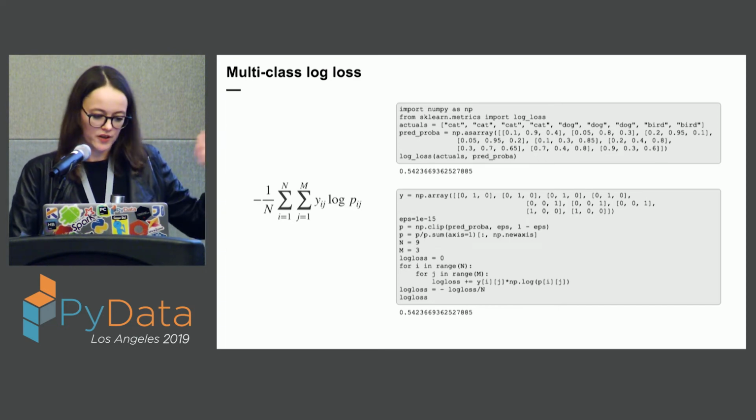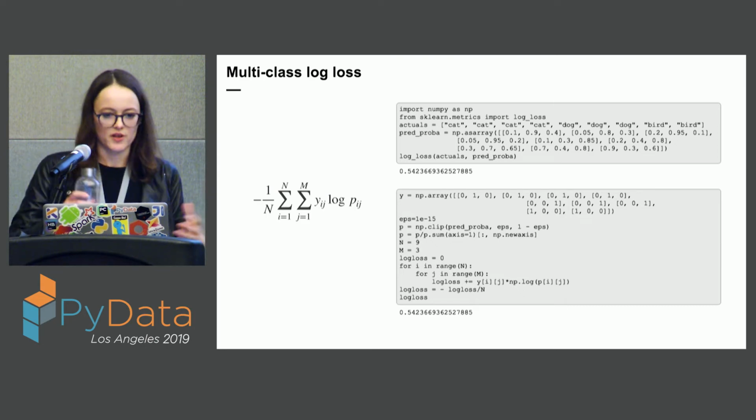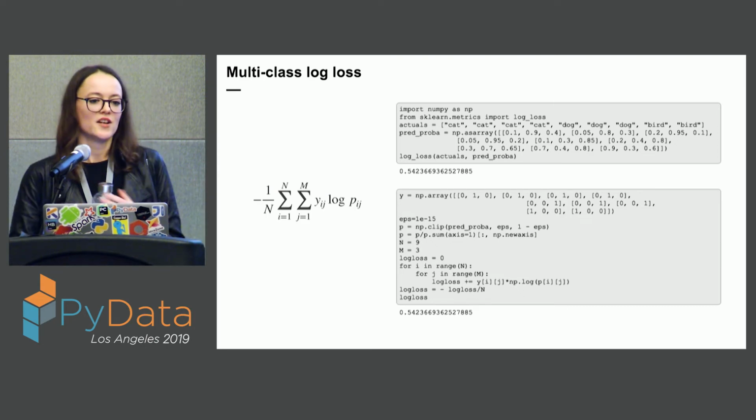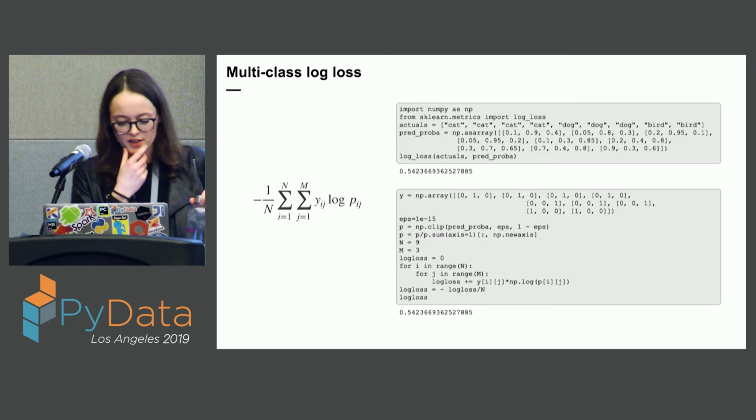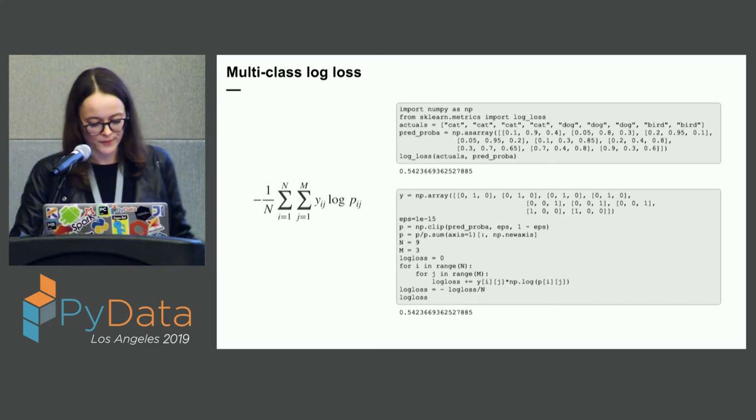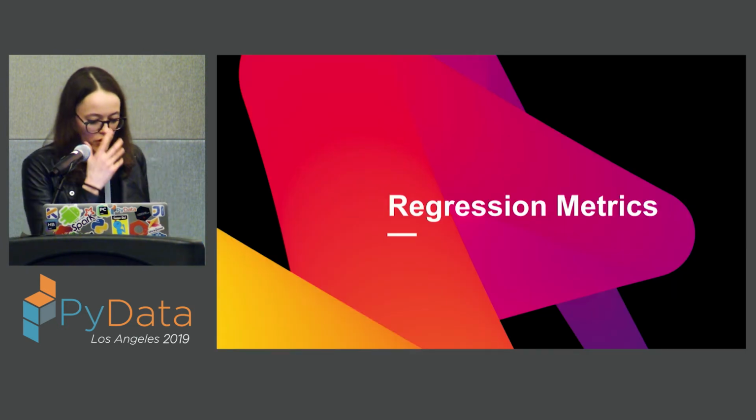Of course, in scikit-learn, there's a different implementation, vectorized and optimized and all that, but just to understand how it works, for me, for example, it helps to think of it as a for loop in a for loop. Now let's switch to regression metrics.